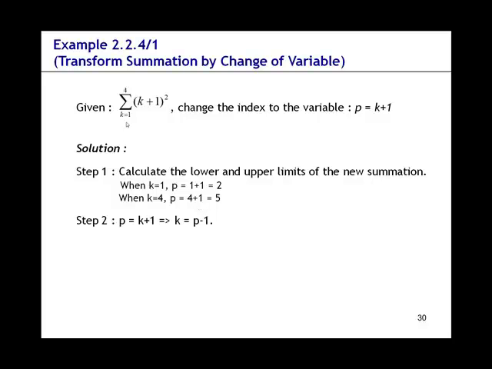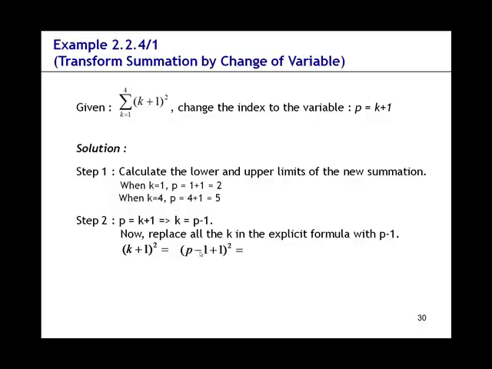Next we will use this relationship between p and k to express k in terms of p. Since p equals k plus 1, which is given as part of the question, we basically take the plus 1 and move it over to the other side. So you have k equals p minus 1. This is how k is related to p. Then we use this piece of information and substitute it into our original formula. Replace all the k in the explicit formula with p minus 1. So (k plus 1) squared now will be (p minus 1 plus 1) squared. The minus 1 and plus 1 cancel each other off, so you have p squared.